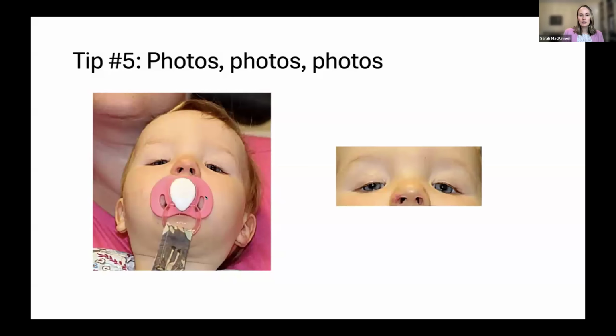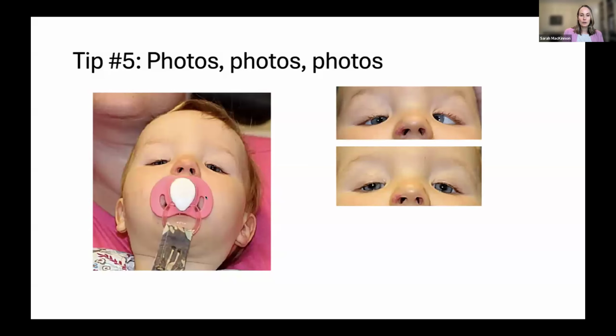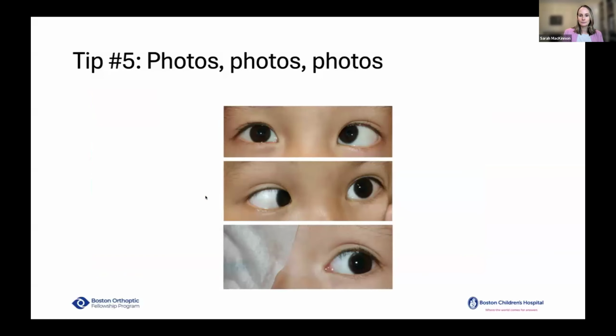For this patient, we were seeing pretty straight eyes when she was looking straight ahead, and she had congenital fibrosis of the extraocular muscles, so she could not elevate her eyes. But I thought when she was trying to look up, her eyes were crossing a little bit. And sure enough, we captured a photo showing a fairly significant crossing. I also thought her eyes might be drifting out when she was looking down, and again, we were able to capture that with a photo as well.